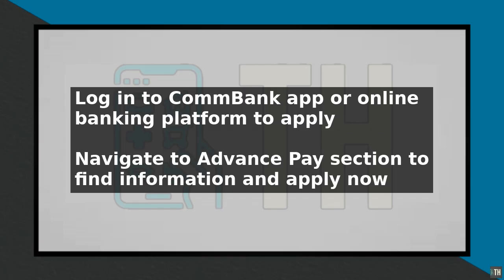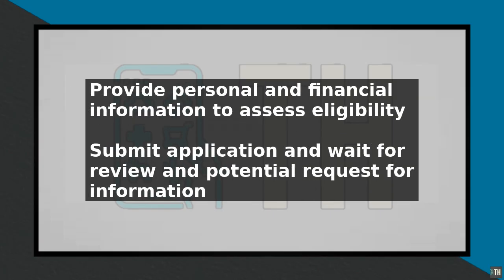You will be asked to provide some personal and financial information, including your income details and employment status. This information is used to assess your eligibility and determine the amount you can borrow. Once you have submitted your application, Commbank will review it and may request additional information or documentation to verify your identity and income. If your application is approved, the funds will be transferred into your account immediately.